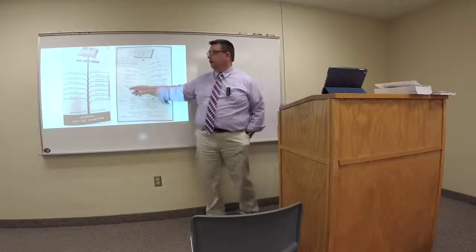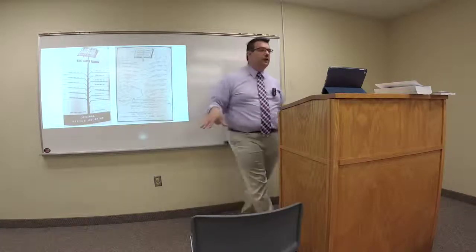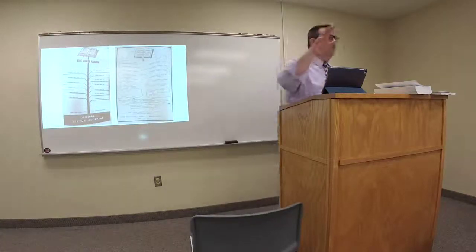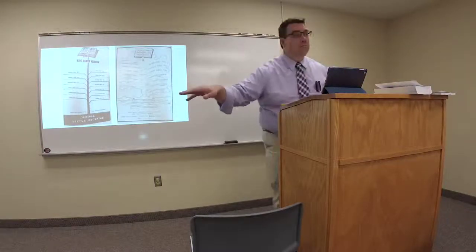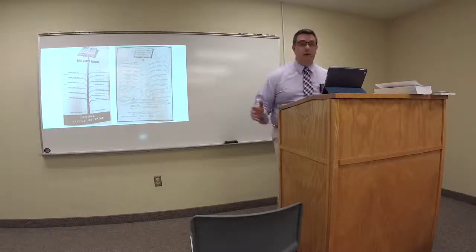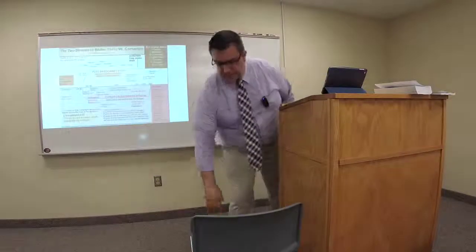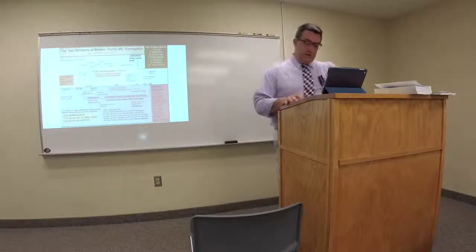The Peshitta and the Old Latin are always on the good tree, whereas the Vulgate is always on the what? The bad tree or in the corrupt stream. Okay, is everybody following that? Okay, so I'm going to put that one back up.